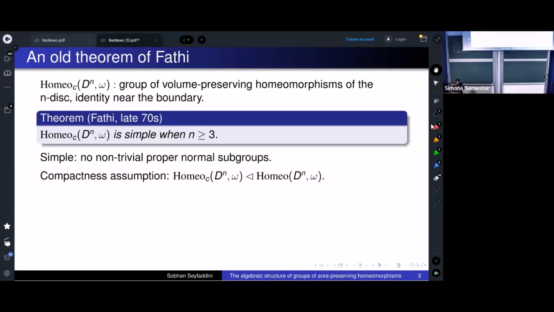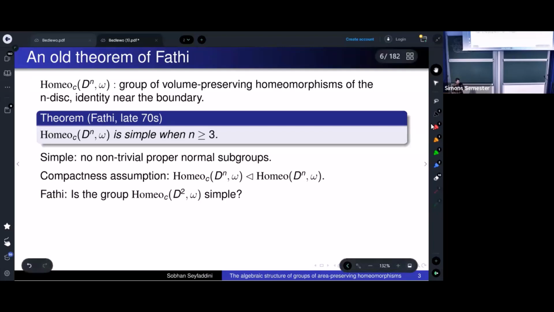Now, as you could see, Fathi's theorem leaves out the case n equals 2, the two-dimensional case. The one-dimensional case, the group is trivial, so there's nothing to ask. So the only thing that's left open is the case n equals 2. And this is the question that he asked in his original paper. Is the group of compactly supported area-preserving homeomorphisms of the two-dimensional disk a simple group or not?